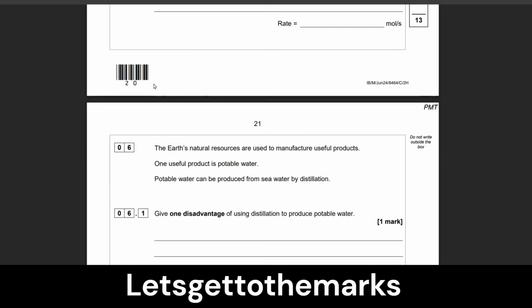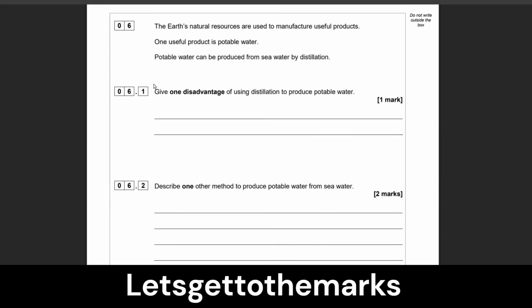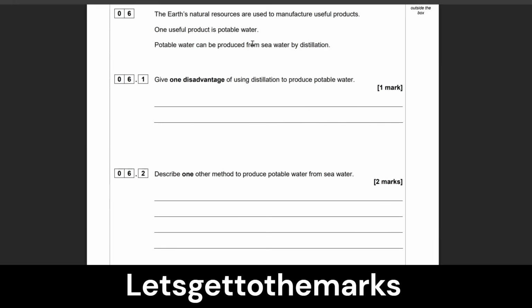Okay. Question 6. The Earth's natural resources are used to manufacture useful products. One useful product is potable water. Potable water can be produced from sea water by distillation. Give one disadvantage of using distillation to produce potable water. It uses heat energy because you need to boil the water and evaporate the water to get it away from the impurities. So it uses heat energy. It costs money. Okay, there we go.